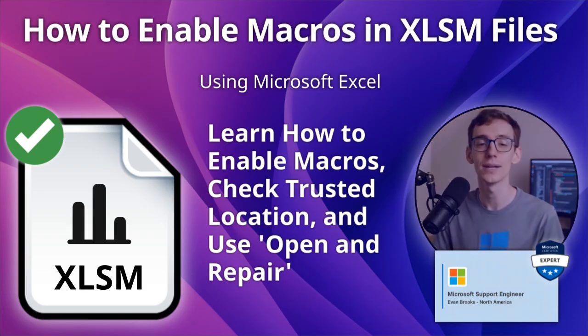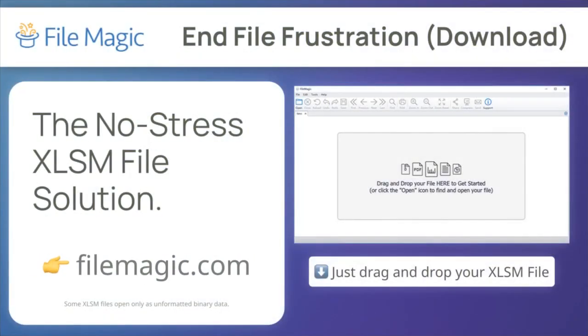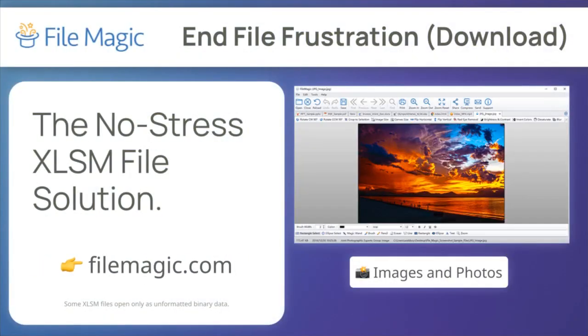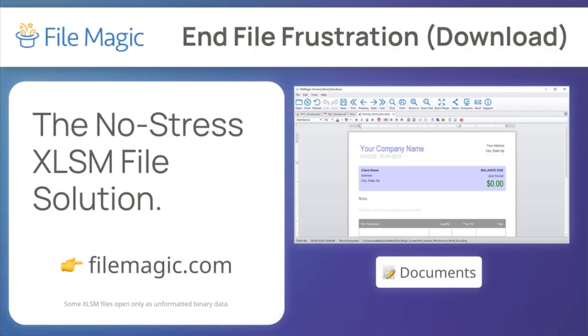Let's check the code safely. Let's take a preventative approach first. A universal viewer can often read an XLSM file even if its header is corrupt.